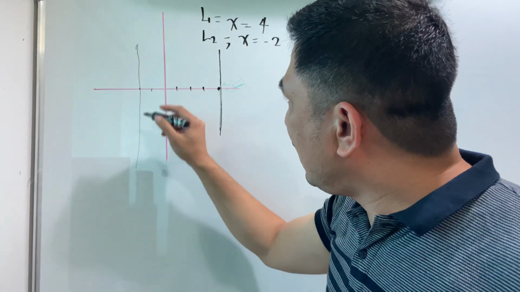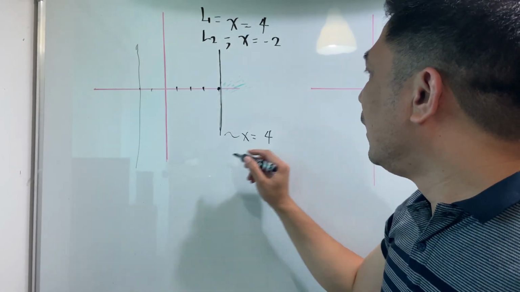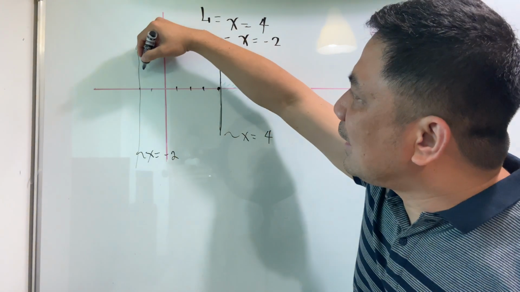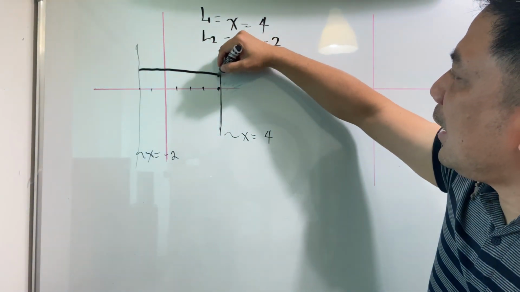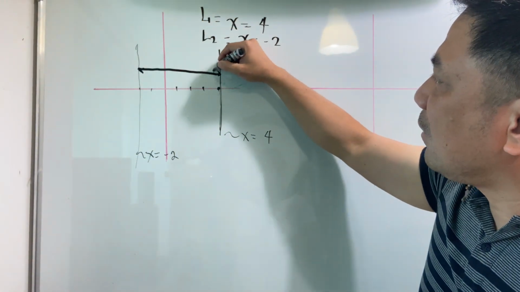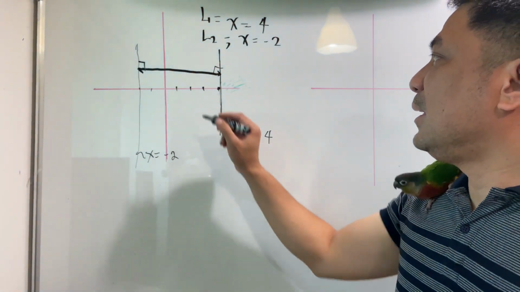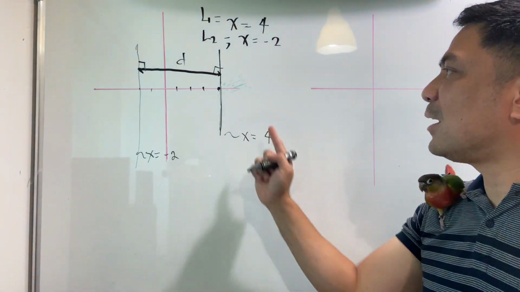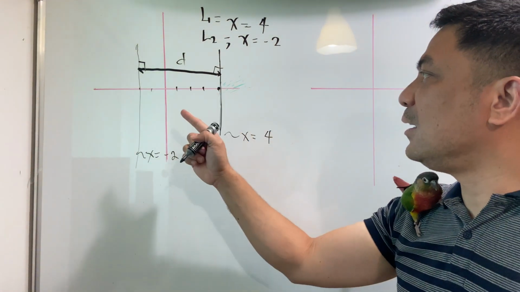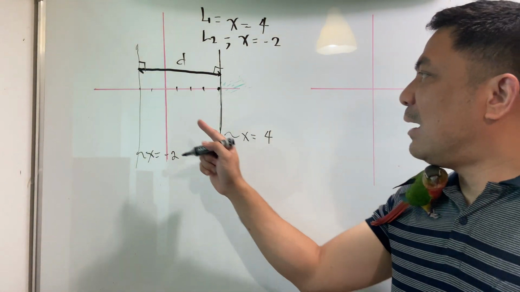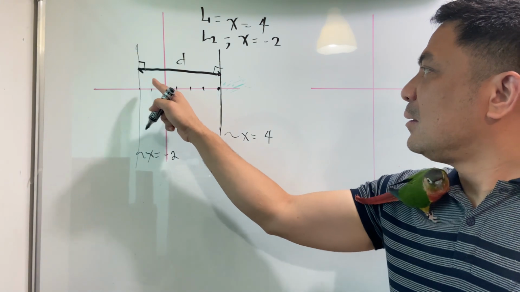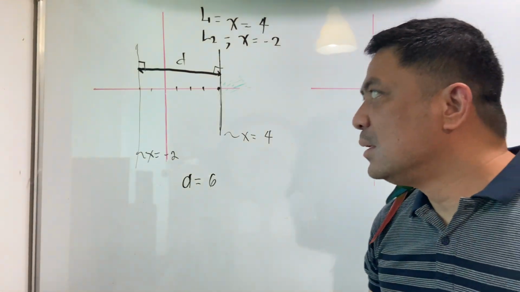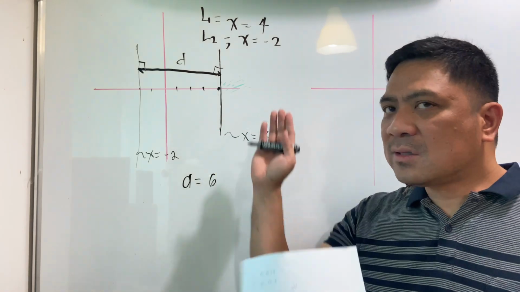If I draw the lines, this will be x equals 4, and this one is x equals negative 2. Now the distance between these two lines is the line that connects them and is perpendicular to both lines. That is our distance. In this case, it's easy. If you have graphed your lines on the Cartesian or rectangular coordinate system, you just have to count the distance between these two lines: 1, 2, 3, 4, 5, 6. Therefore the distance here is equal to 6. That is if you have horizontal and vertical lines.